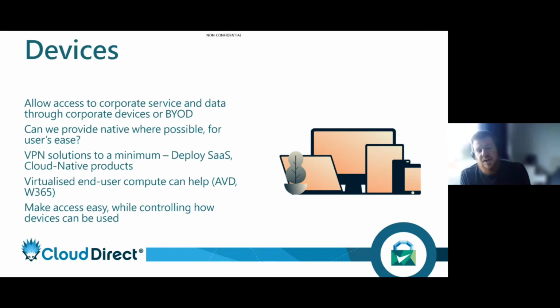We can start to use virtualized end user compute. So within the Microsoft realm, we're talking about Azure Virtual Desktop, we're talking about Windows 365. It could also be Citrix environments. There are other providers of similar technologies. But by doing that, we can maintain a secure virtual environment where we need those resources and people have just got one hop to get to where they need to be. What we are ultimately trying to do is make access easy, but we want to control how those devices are used so that we know that we're not exposing any risk.